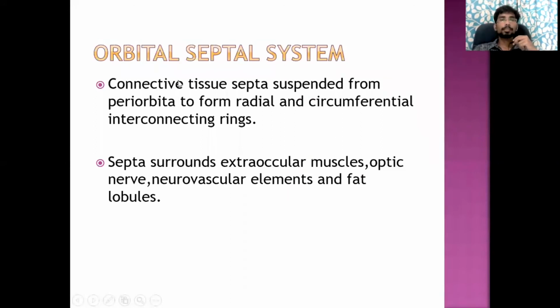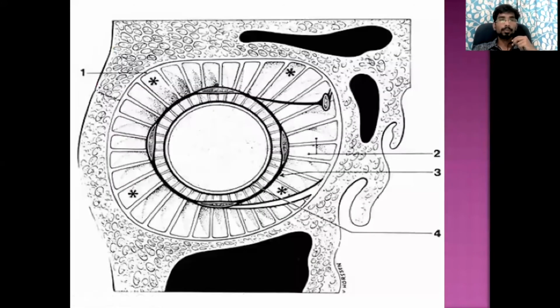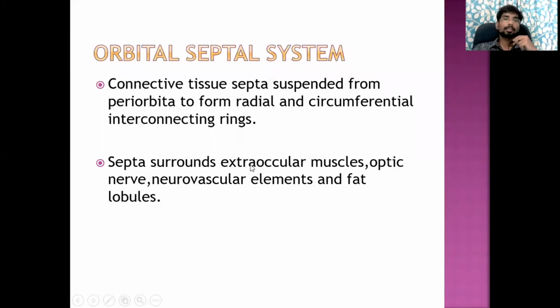Next is the orbital septal system. These are connective tissue septa suspended from the periorbita to form radial and circumferential interconnecting rings. So they are suspended from the periorbita. These connective tissue septa are the septa. They are suspended from the periorbita to form radial and circumferential rings. So these septa surround the extraocular muscles, optic nerve, neurovascular elements and fat lobules.